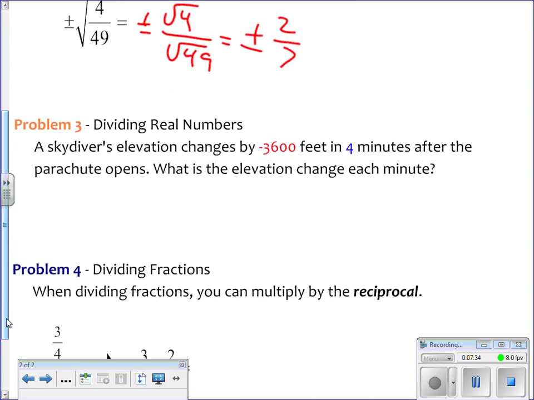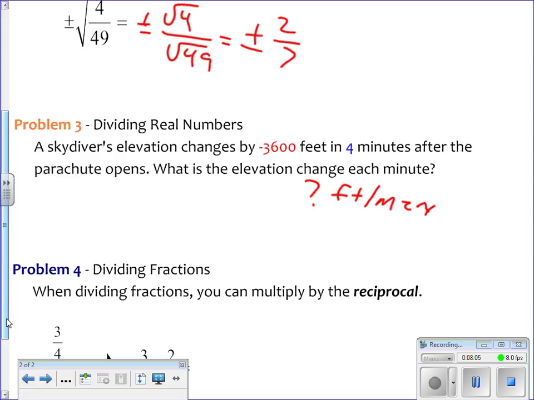Problem number 3, dividing real numbers. A skydiver's elevation begins at 3,600, but the elevation changes by 3,600 feet, going down in 4 minutes. What does the elevation change each minute? In other words, how fast is he dropping in feet per minute? That's what this is asking. It's asking how fast in feet per minute.